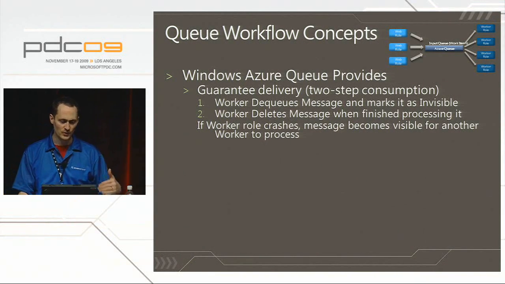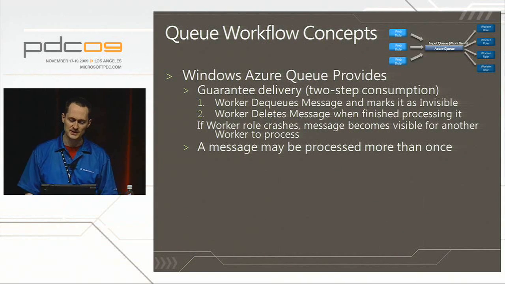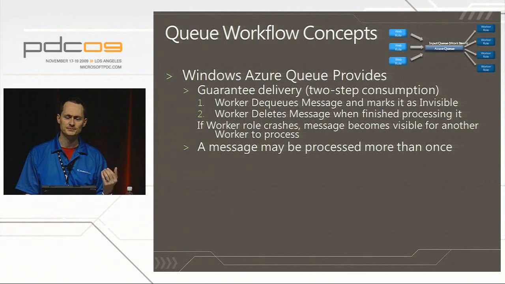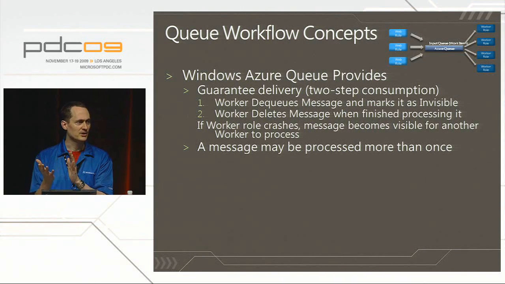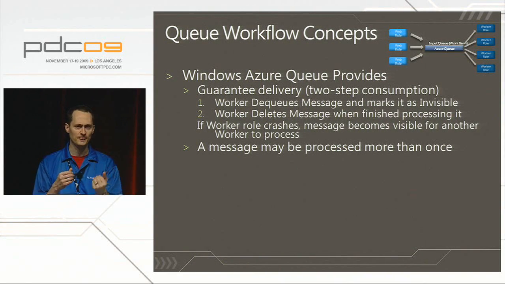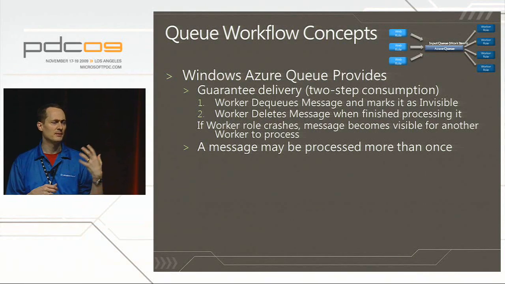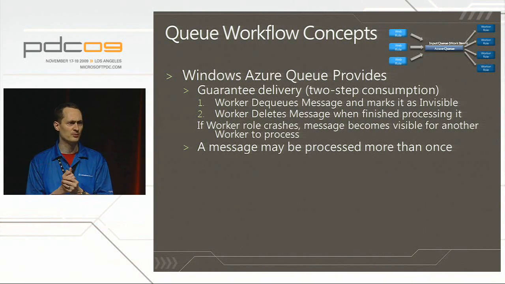So what are a few other properties of the queue? Well, one property of implementing this model is that a message may be processed more than once. How will this occur? If a worker role processes a message and gets almost done with it, it may crash before it can delete it from the queue. That means the message will become visible again in the queue for another worker to process. So the message effectively got processed twice.